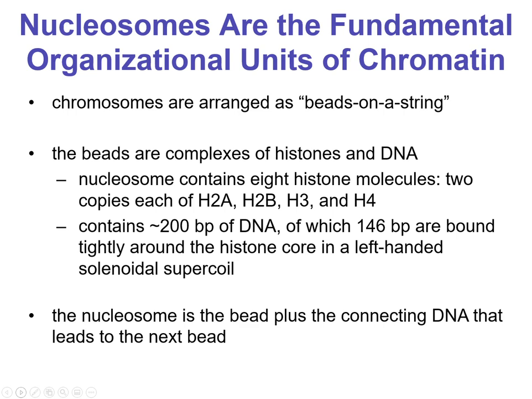Chromosomes are arranged as what's called beads on a string, and those beads are complexes of histones and DNA. Each nucleosome has 8 histone molecules, 2 each of H2A, H2B, H3, and H4. Each nucleosome contains about 200 base pairs of DNA, the majority of which is tightly wound around the core, and then there's that little bit of linker, like I said. That linker leads you to the next bead.